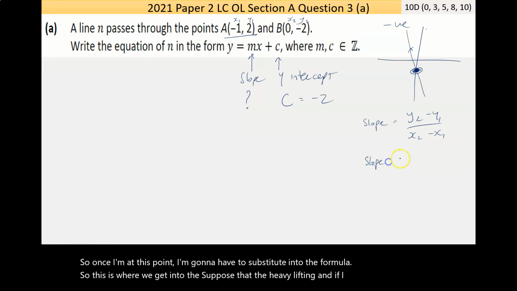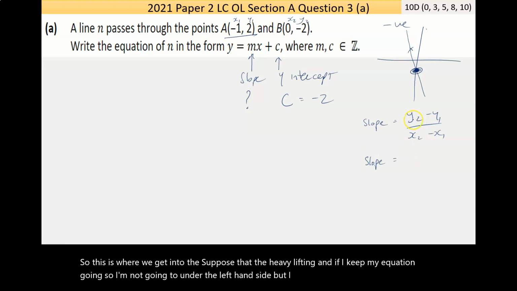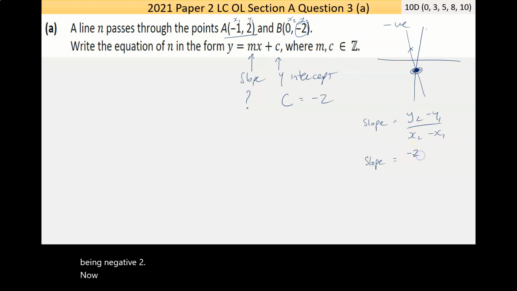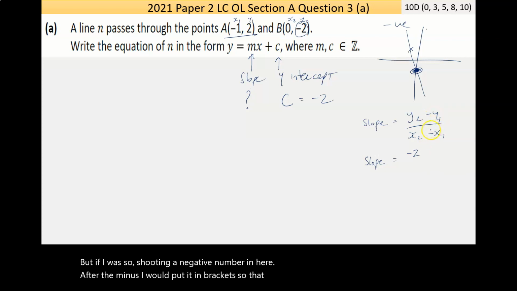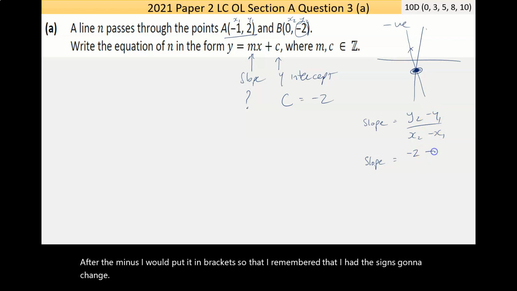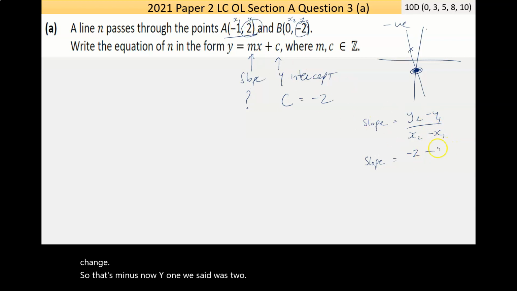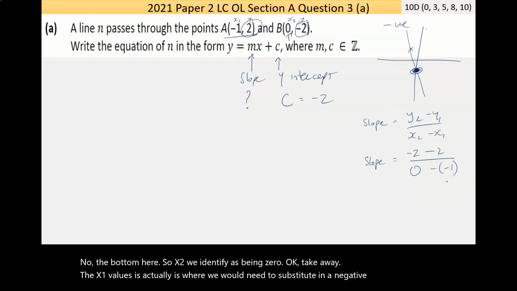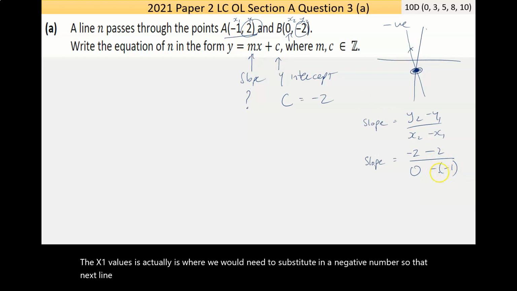And if I keep my equation going, so I'm not going to do it to the left-hand side, but here, instead of y2, I identified -2 as the coordinate. Now, I maybe should put it in brackets, but it's not going to get affected by anything else, so it won't matter here. But if I was substituting a negative number in here after the minus, I would put it in brackets so that I remembered that the sign's going to change. So that's minus, now y1 we said was 2. Now on the bottom here, x2 we identify as being 0. Okay, take away the x1 value. So this actually is where we would need to substitute in a negative number. So the next line here, the minus by minus, is going to change.